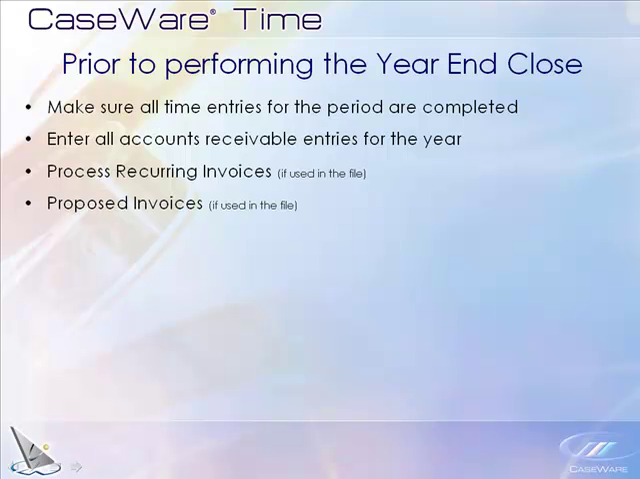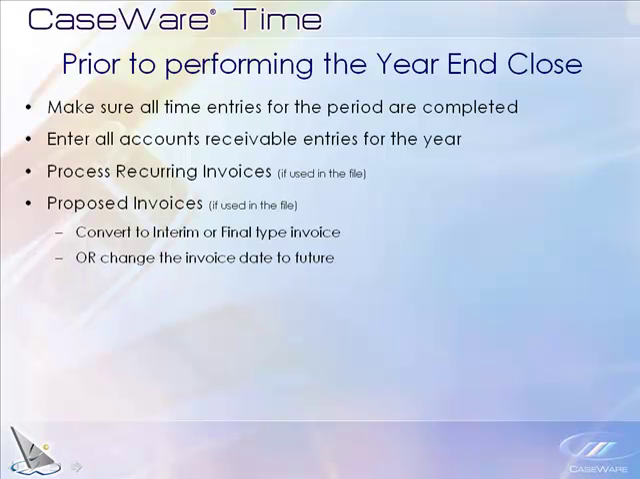If your billing from work in progress invoices include proposed type invoices, to avoid purging them from the file during the year-end close, either convert them to interim or final type invoices, or change the invoice dates to future to carry them forward to the new year file.